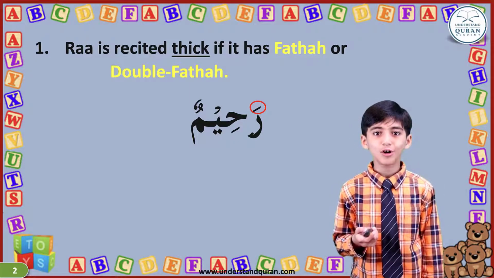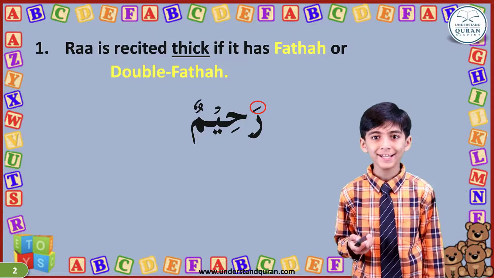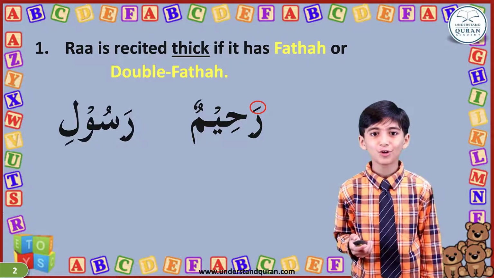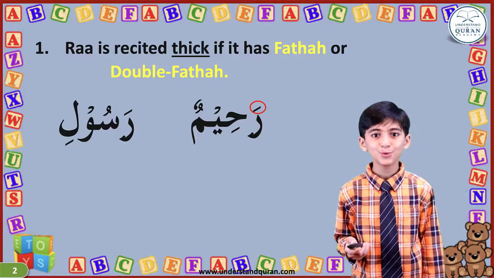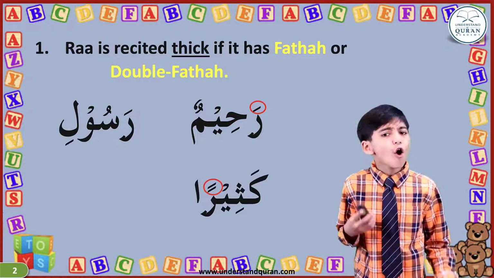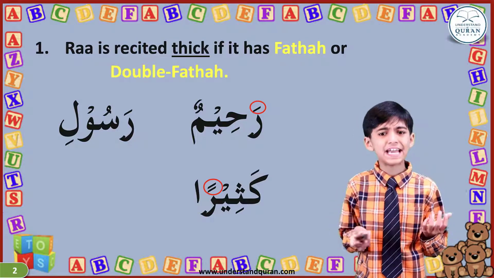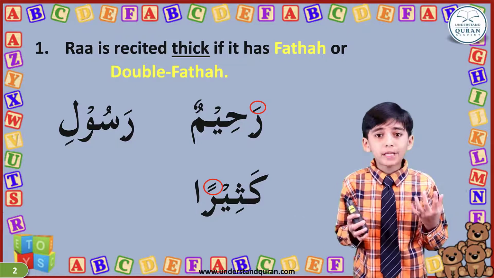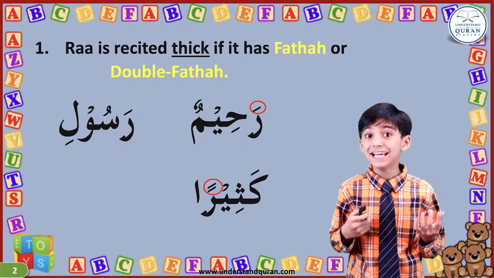Rahimun, Rasuli. Kathiran. Over here in this ra at the end, it has double fatha on it. And that means the ra must be thick.